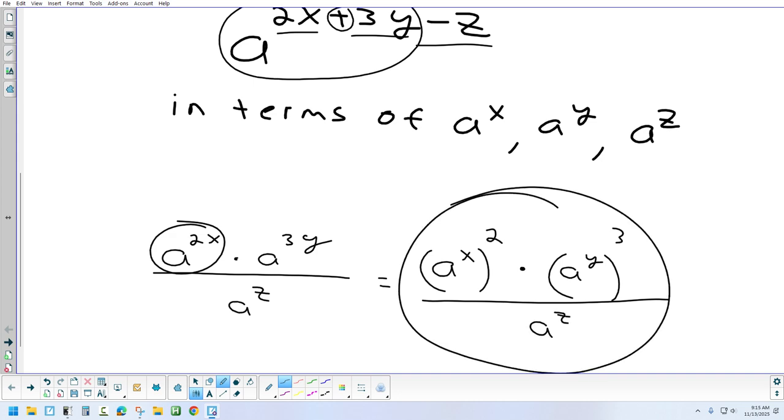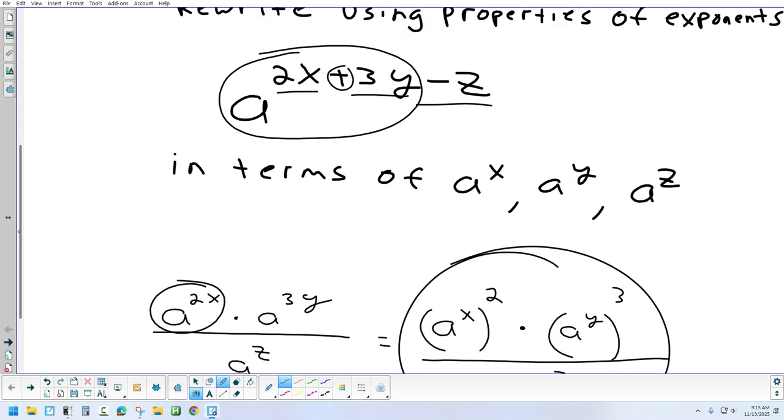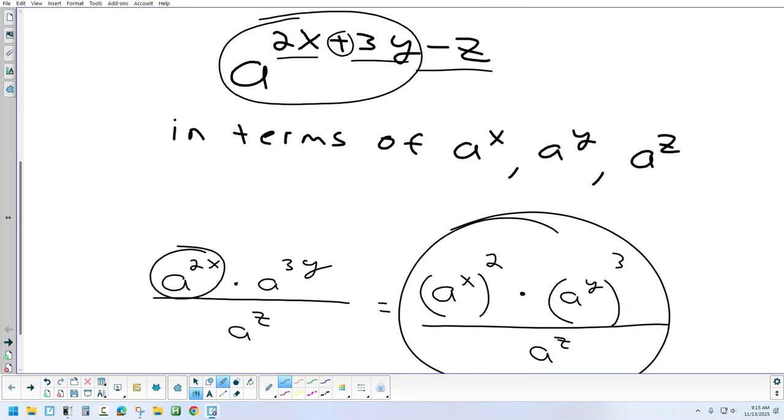Okay, so we took an expression that wasn't written in terms of a to the x, a to the y, and a to the z, and we now have an expression in terms of those three things. So just practicing our rules for exponents. Any questions on how we did that?